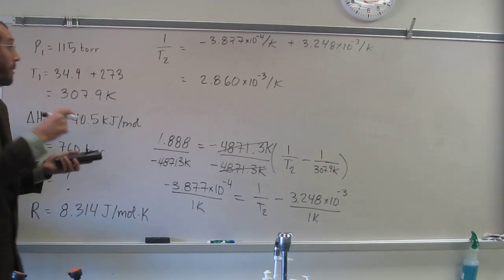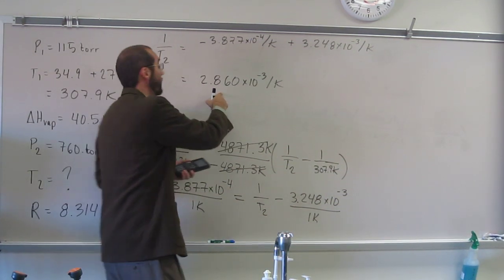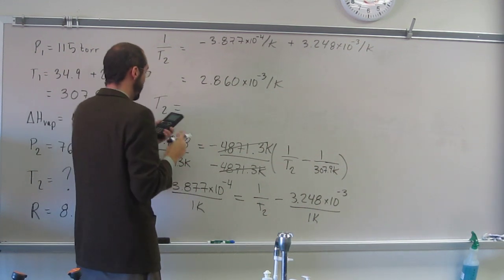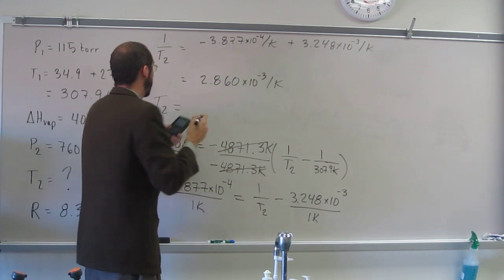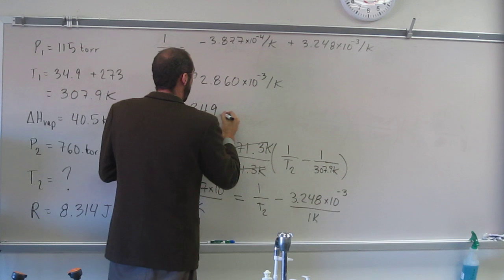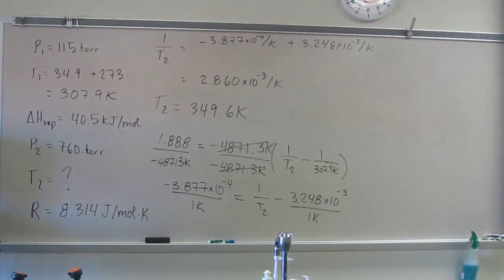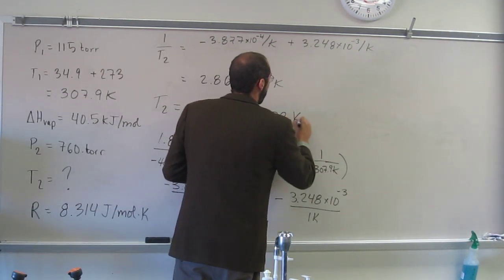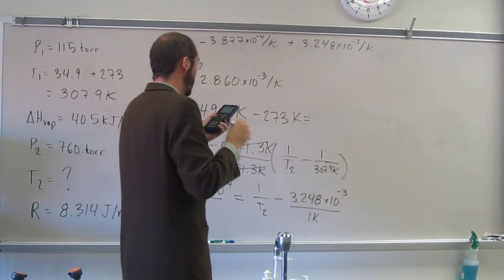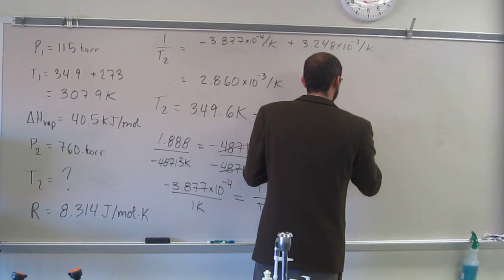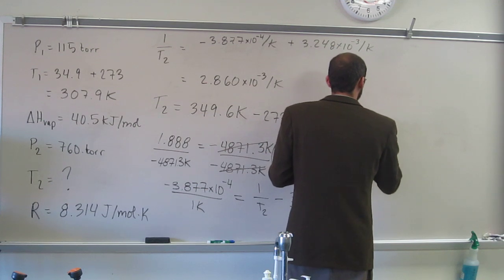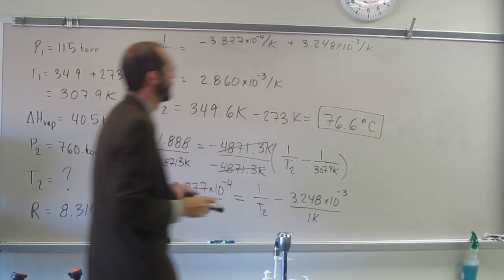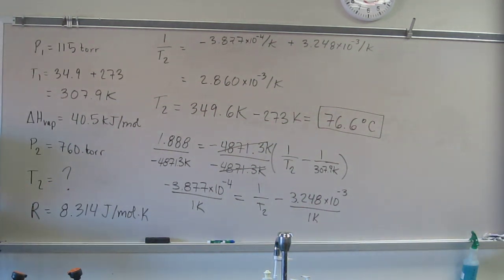So in order to get T2, we've got to do 1 over that number. Is everybody okay with that? So T2 equals 1 over that number, 349.6 Kelvin. But it asked us to give it in degrees C. So how do we do that? Minus 273 Kelvin, and 76.6 degrees C. So in other words, at pressure 760 torr, the temperature is going to be 76.6 degrees C.